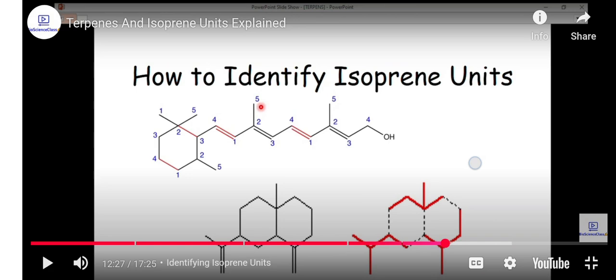Then one isoprene is done, and in another isoprene we have the side chain, the CH3 group which is attached. From there you can count 1, 2, 3, 4, and the fifth one is the last one, that is the side chain. Likewise, 2 isoprene units form a cyclic one.